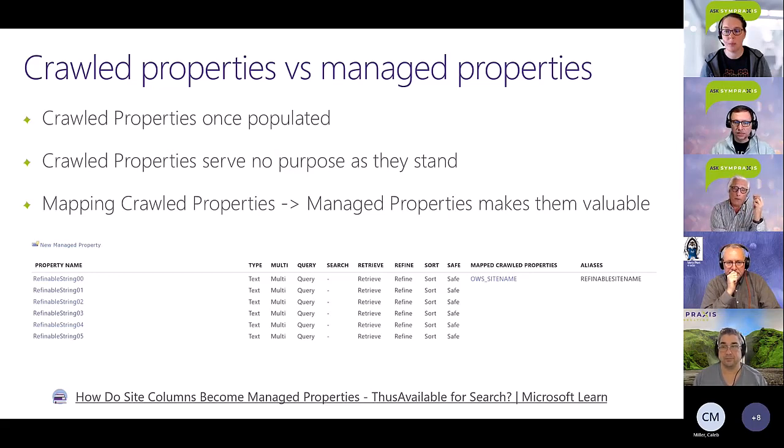So if we've got a crawled property for country, it will actually be OWS_country. That OWS stands for Office Web Service, which is a trivia question that you can now answer.